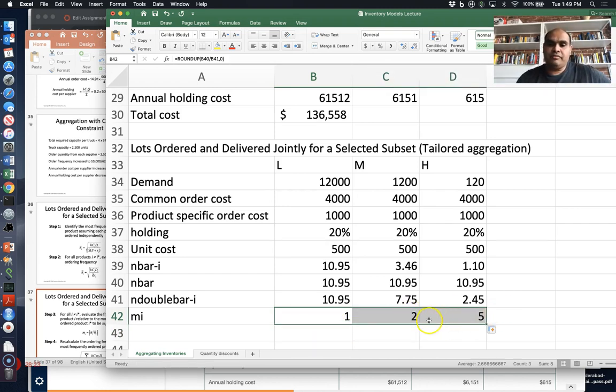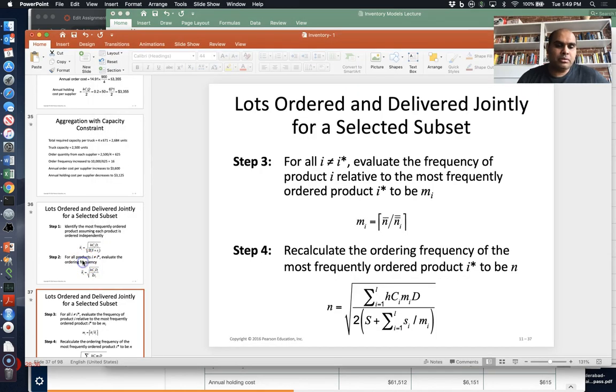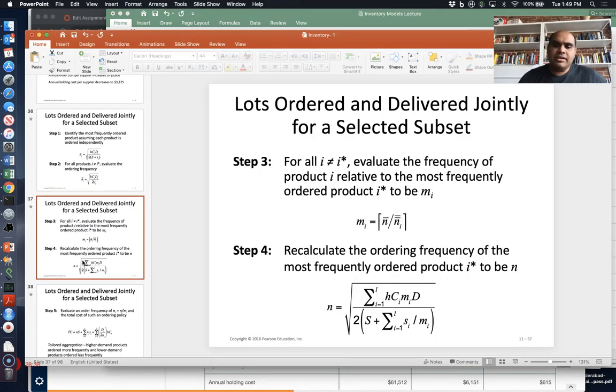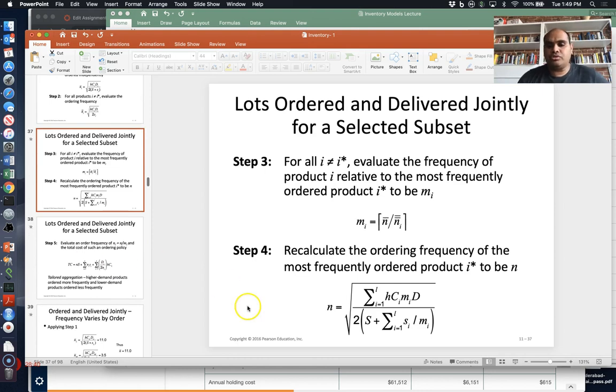So 2 and 5. So we should be ordering Medium Pro every 2 times we order a Light Pro, and we should be ordering Heavy Pro every 5 times that we order a Light Pro. That's what these numbers are telling us. That's the optimal way to do it. I mean, it's not exactly the optimal way to do it, but it gets very close to the optimal.